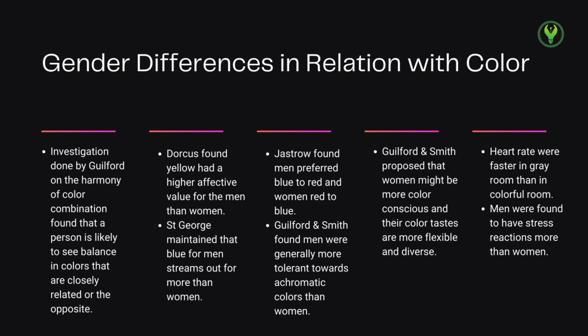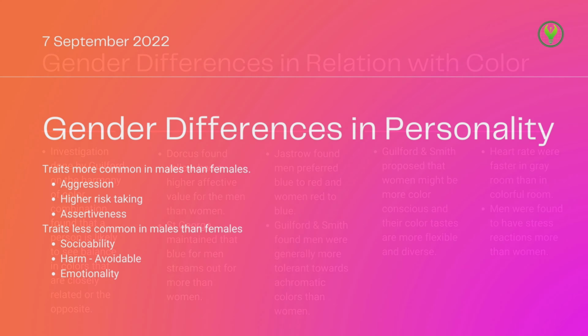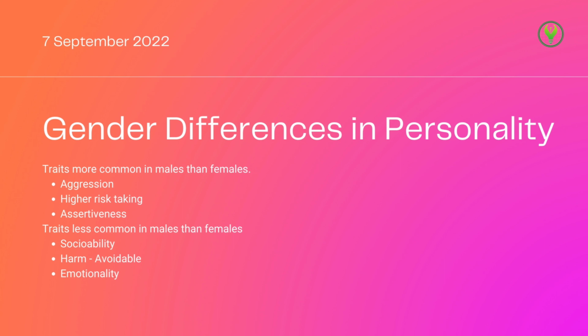Heart rate was faster in the gray room than in the colorful room. Men were found to have stress reactions more than women. Moving on with gender differences in personality. Sex differences are associated with biological males and females. For example, males are generally taller than females. Some traits are more common in males than females, like aggression, high risk-taking, assertiveness. A few traits are less common in males than females, like sociability, harm avoidance, emotionality.